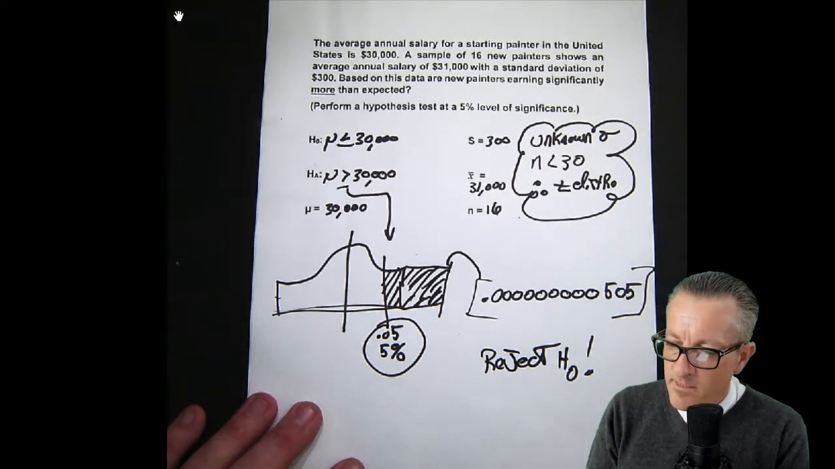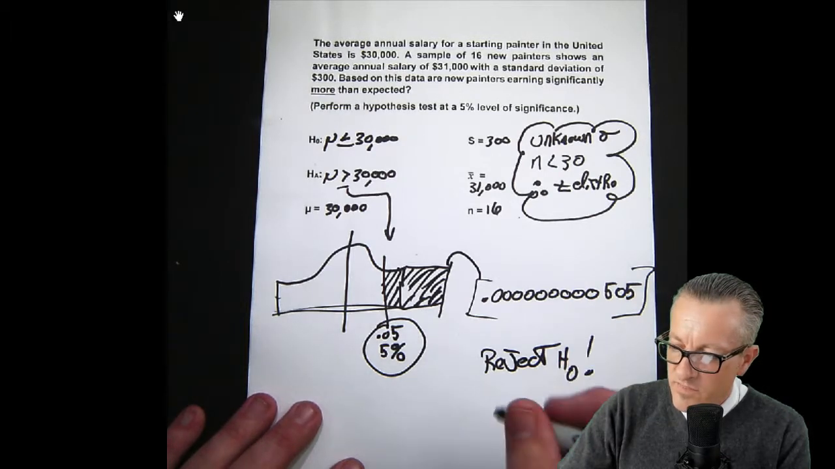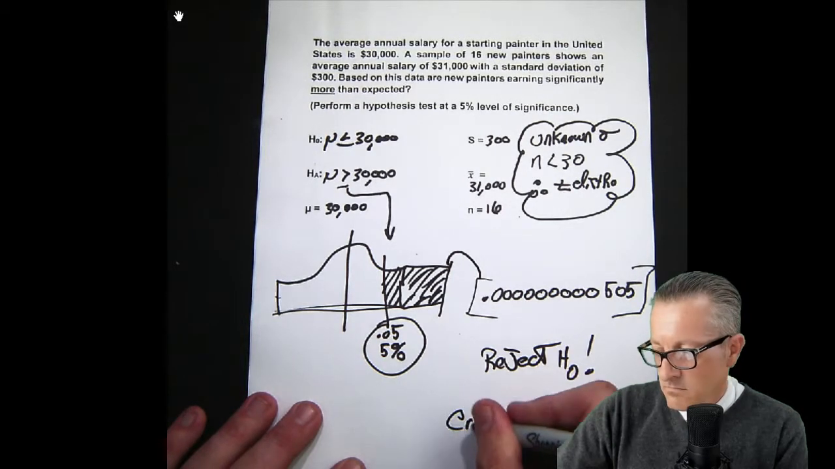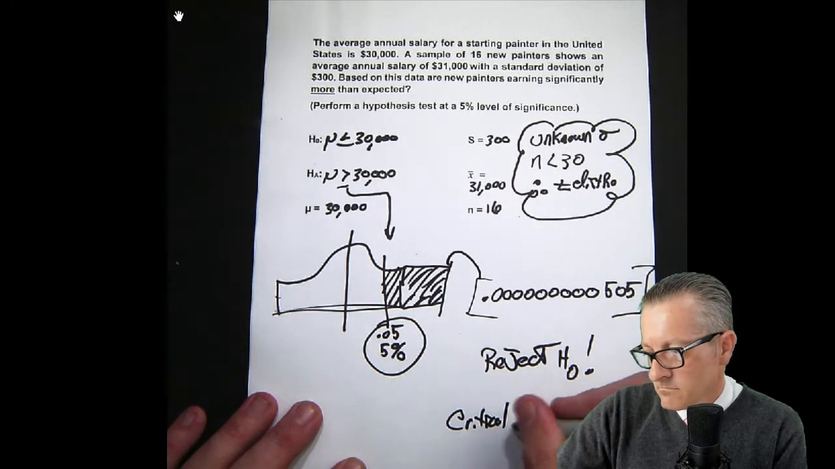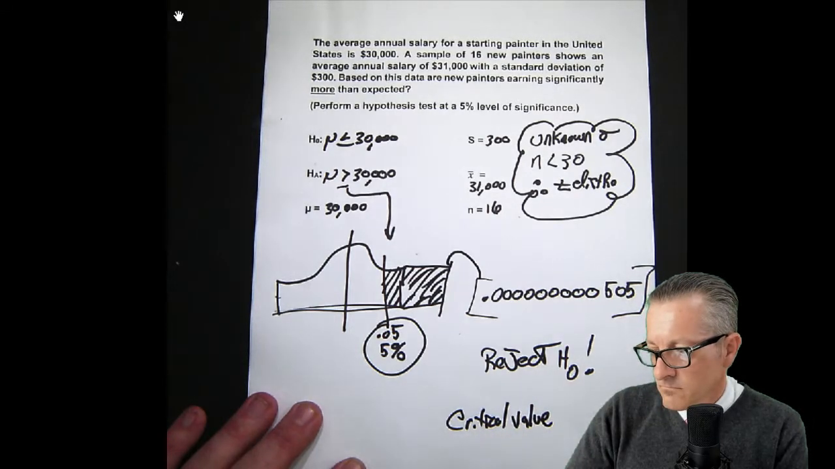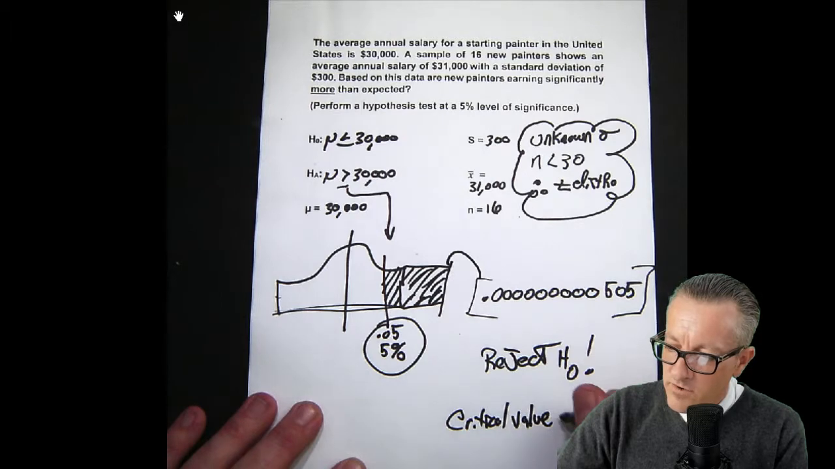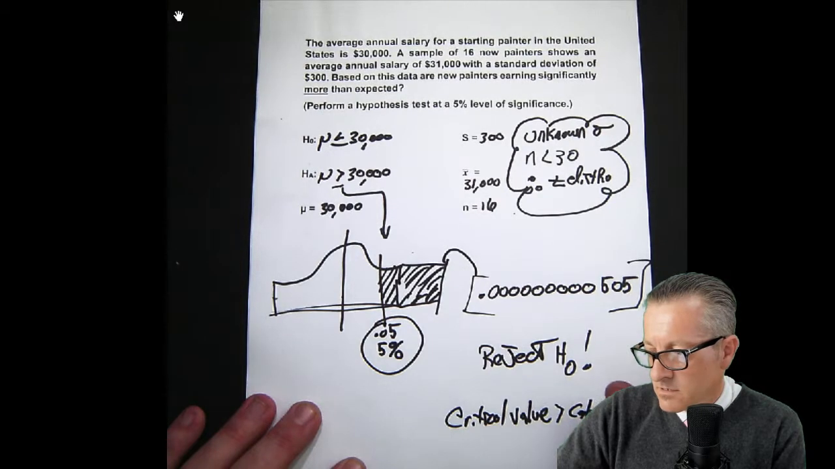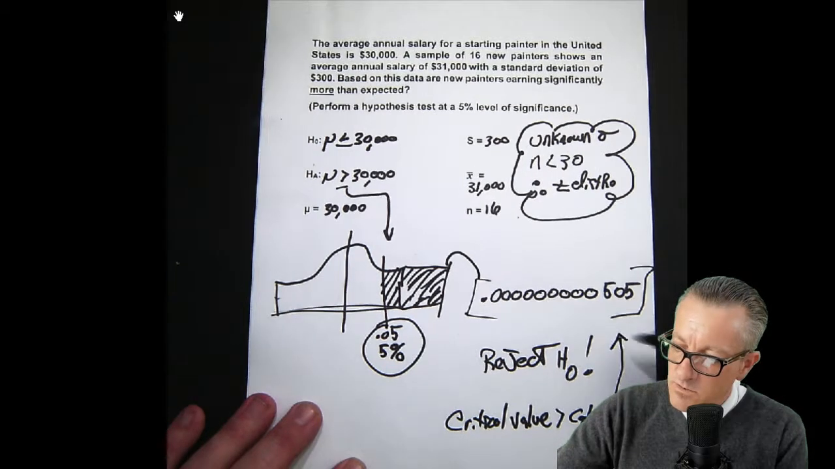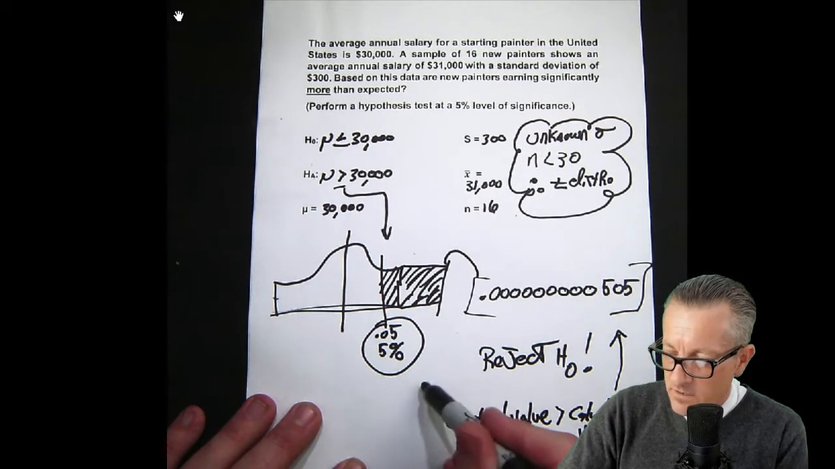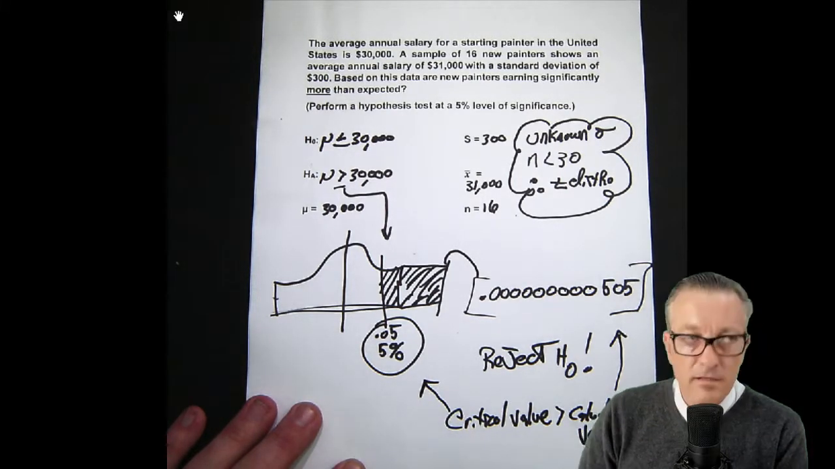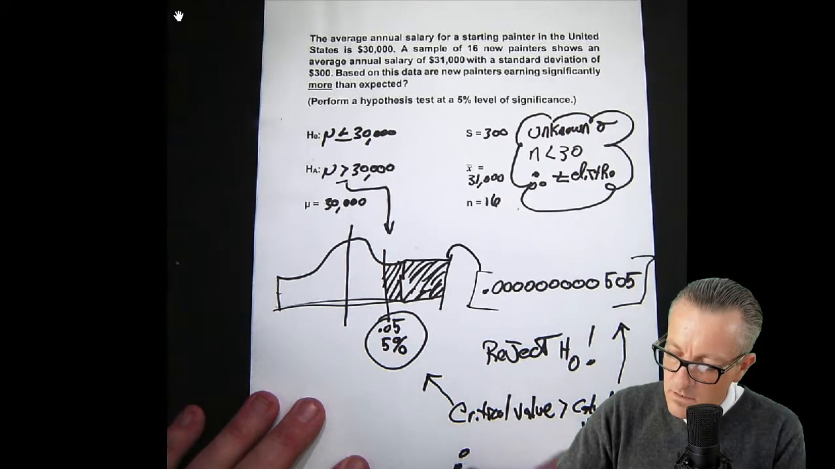And remember, with the p-value calculation in hypothesis testing, we do this: if the critical value is greater than the calculated value, the calculated value being what we calculated, and the critical value being what we're given, if the critical value is larger than the calculated value, then we always reject H0.